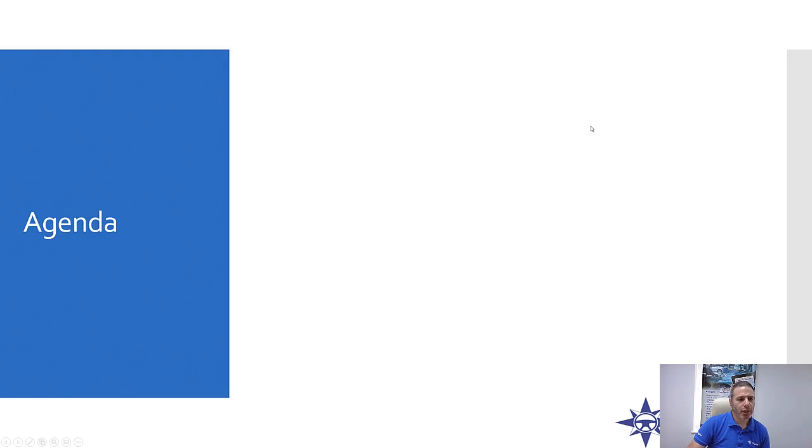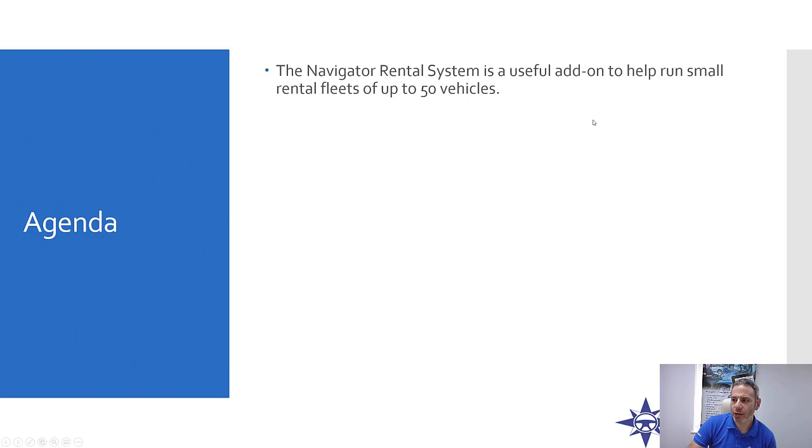Hi, my name is Simon Verona, and I thought I'd give you a quick run through of the Navigator Rental system. The Navigator Rental system is a useful add-on to the rest of the Navigator system, integrated in with it, which helps run a small fleet of vehicles, probably up to about 50 vehicles. It'll probably do more, but it's aimed at that sort of size of fleet.